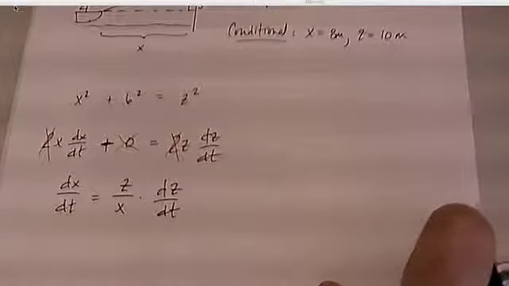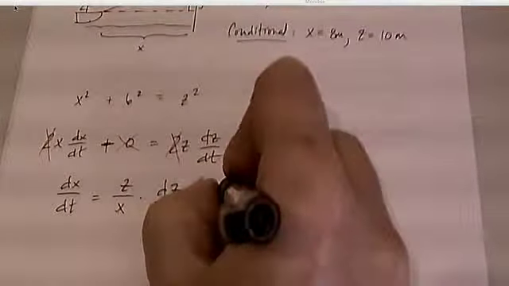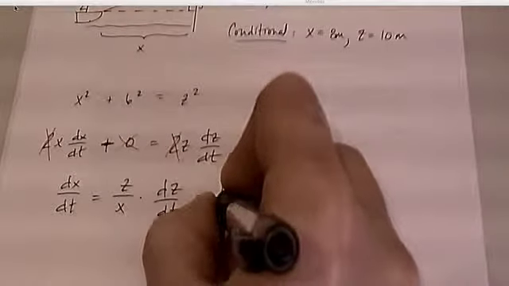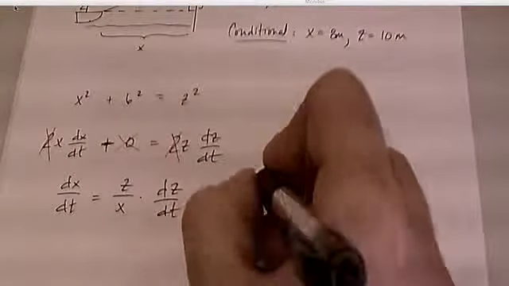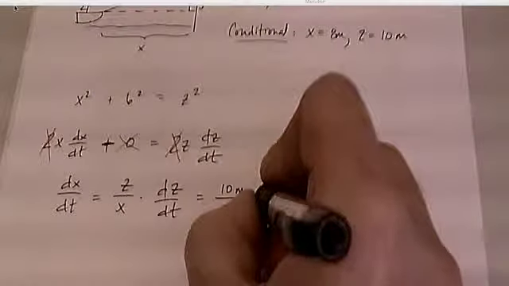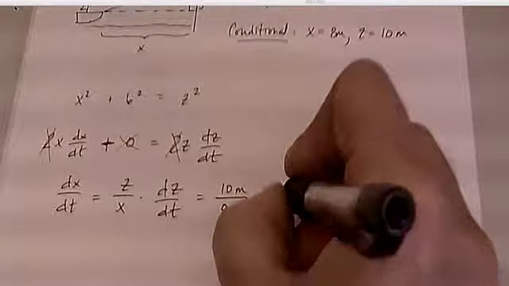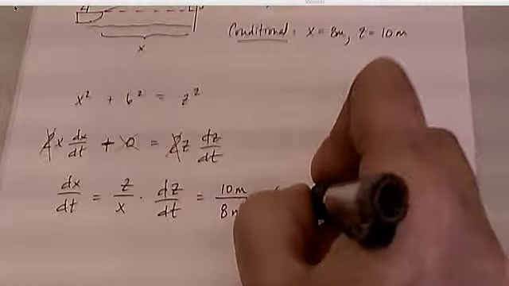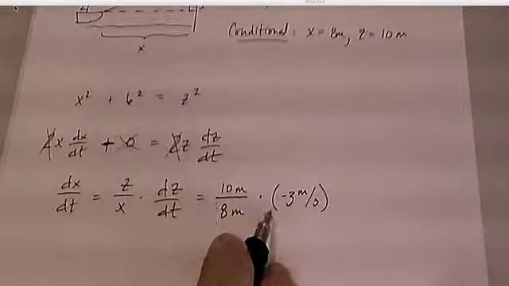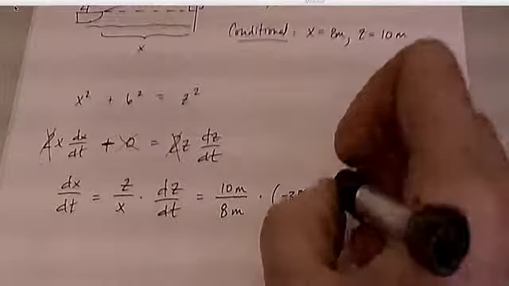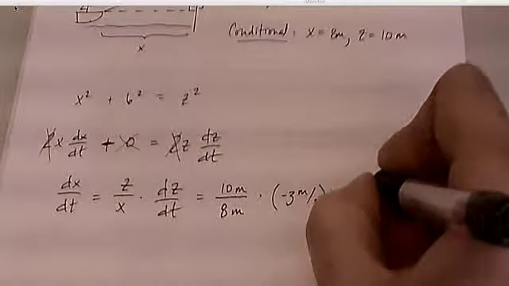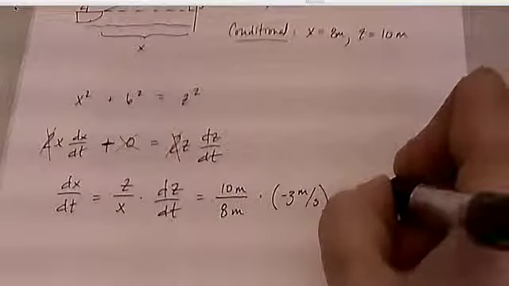Now I happen to know that z is 10, x is 8, and it's nice that those are right on top of each other because it shows that the units are going to cancel out. And then dz/dt is negative 3 meters per second. Now this winds up being 5/4, so it winds up being negative 15/4 meters per second. And that should be the rate at which it's being pulled in.